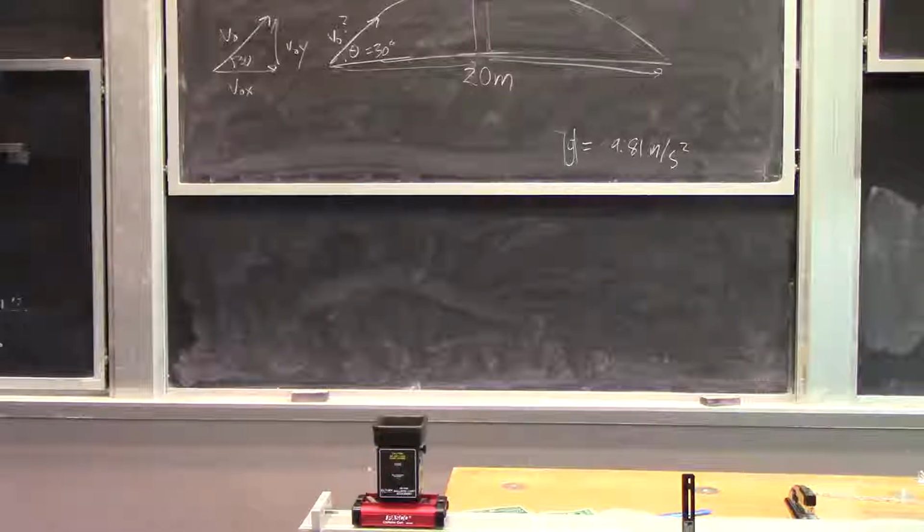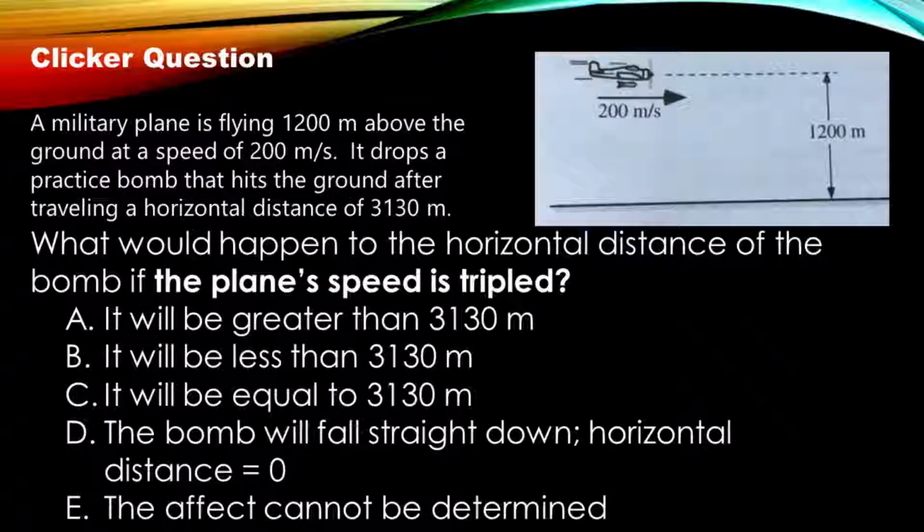Okay, so let's look at this one now. So this one says a military plane is flying at 1,200 meters above the ground at a speed of 200 meters per second. It drops a practice bomb that hits a target after traveling a horizontal distance of 3,130 meters. What would happen to the horizontal distance of the bomb if the plane's speed tripled? This is only a practice bomb, so nobody was harmed in making this problem.